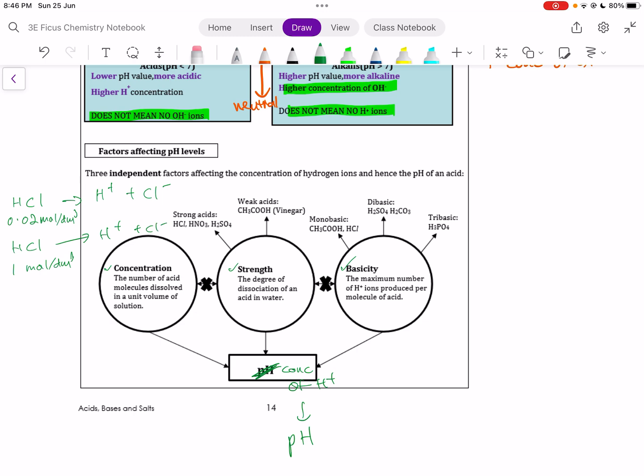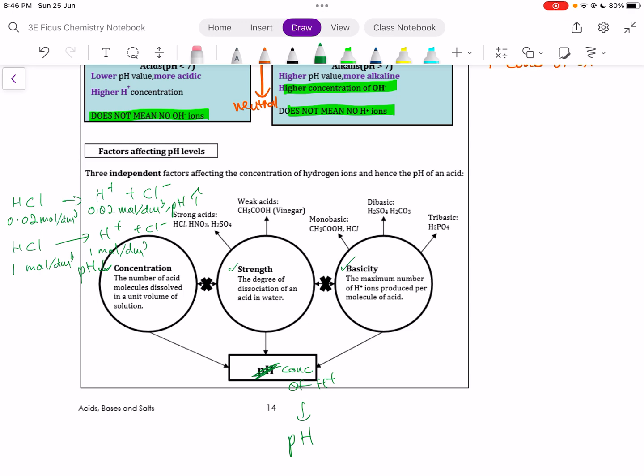Okay, of course this one will get a higher concentration of H plus, which means the pH is actually lower. This one has a lower concentration, so the pH is actually higher compared to the 1 mole per dm cube one. Okay, that's one factor that affects the concentration of H plus and in turn will affect the pH.